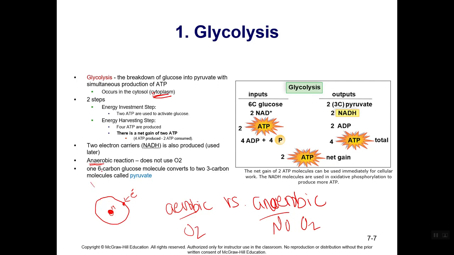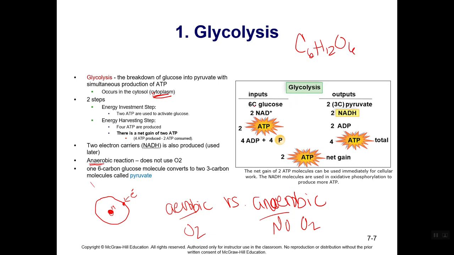And then next, one 6-carbon glucose molecule is broken down into two 3-carbon molecules, and they are called pyruvate. So I included this picture over here because, like I've told y'all before, I'm a picture person, and this really helps me to visualize and remember the inputs and outputs. So in glycolysis, of course, we had an input of glucose. 6C glucose just means it has 6 carbons. We know that, right? Because we said C6H12O6 is the chemical formula for glucose.